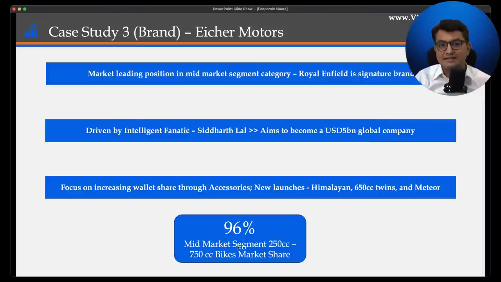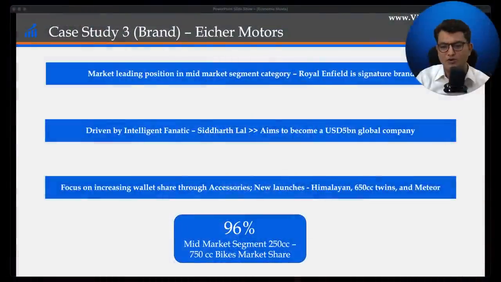It is having 96% market share in the mid-market segment of the bikes between 250cc to 750cc. That is what I was talking about, right? These companies literally create monopoly where competition is not able to even touch them. Like Jawa and KTM and Harley Davidson, a lot of these companies are there, but these guys have been staying strong because of the competitive advantage and the brand recognition and the kind of product they are building.